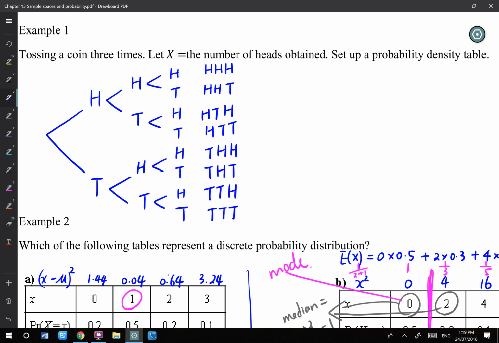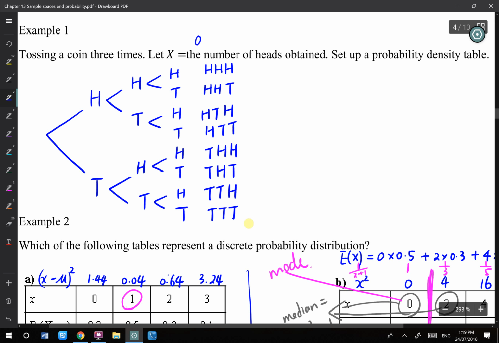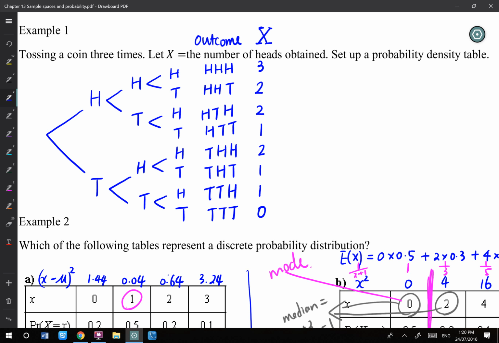0, 1, 2, 3. I have no head, 1 head, 2 heads, 3 heads. So look at each of these outcomes. This is the outcome, but this is the random variable X. So what does X represent? It represents the number of heads I have in each outcome. So I have 3 heads in this outcome, 2 heads in this one, 2 heads in this one, 1 head in that one, 2 heads here, 1 head here, 1 head here, and 0 heads in this case. So you can see those are all the values of X I can take.